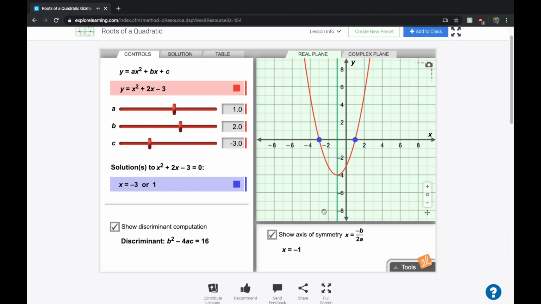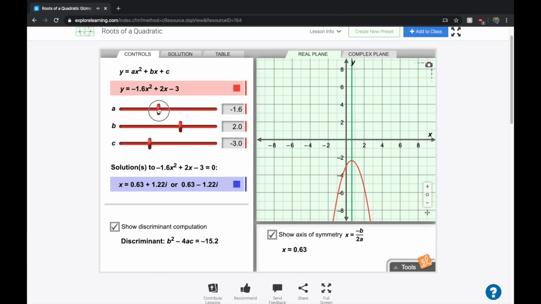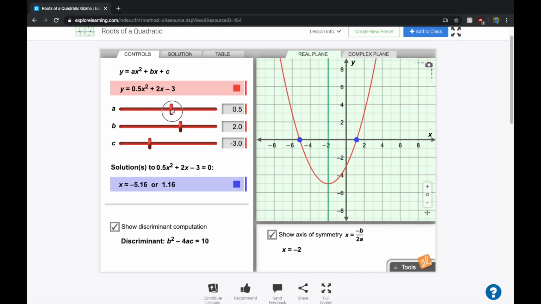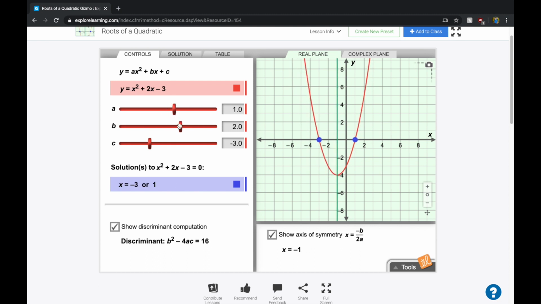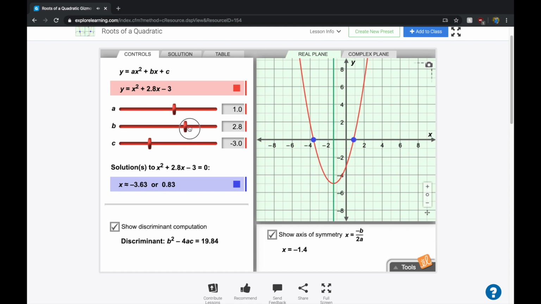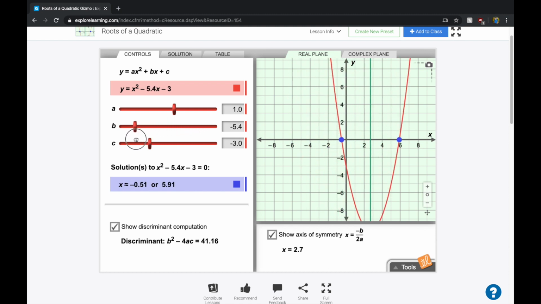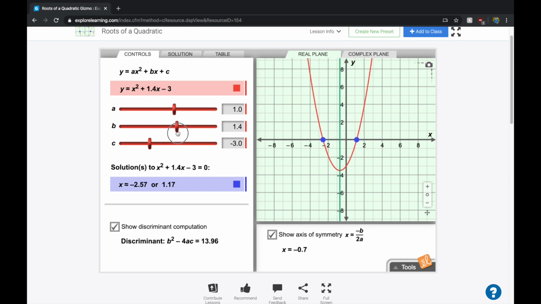We can also show the axis of symmetry, which again is the line that crosses right through the middle of the parabola. And here we also have the formula for the axis of symmetry. Now, let's play around with this a little. We can keep this positive. We can make this negative. And notice how my graph is changing.